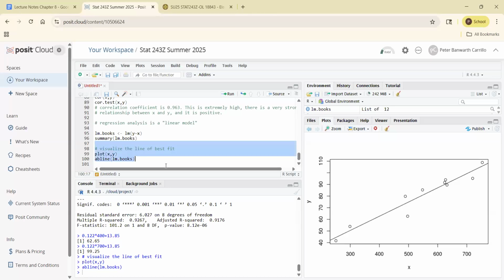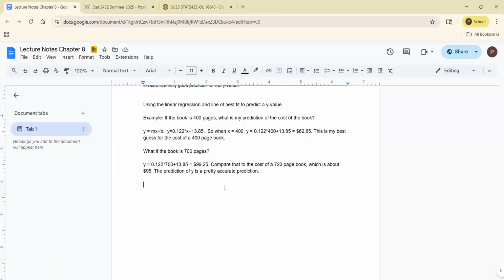So now if we want, we can use the line of best fit to say a 400-page book looks like it's going to be about $62, $63, just like our prediction. It helps us see that some of the data seems to be far away from that line of best fit, and some of the data seems to be very close to the line of best fit. Every data set has one single line of best fit. And I'm going to show you that in just a minute once I plop this into the code.